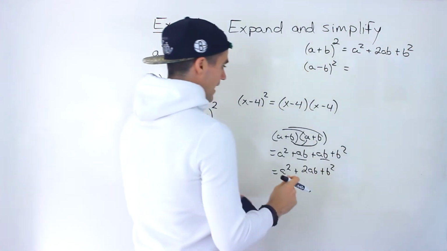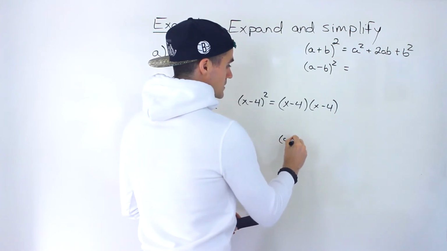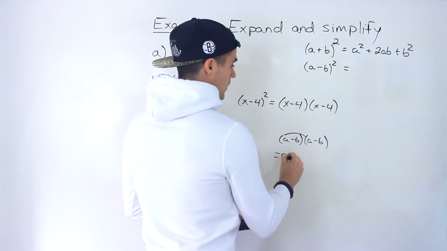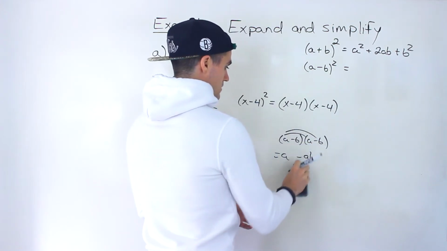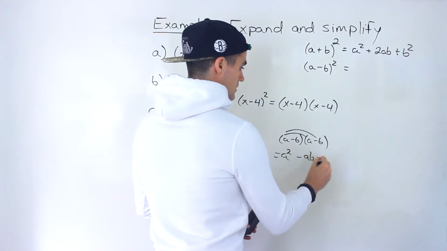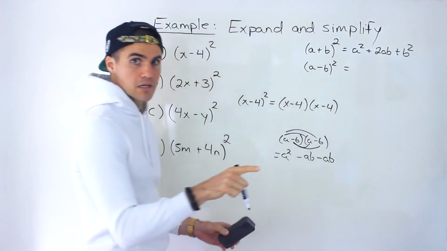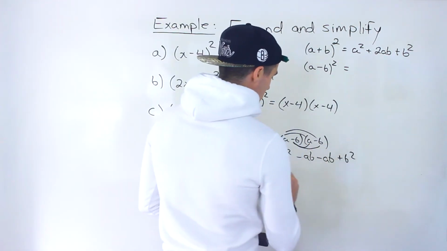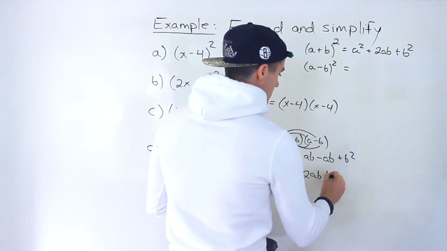So that's what this formula is going to be. And then you'll have a minus b squared. So that's going to be like a minus b times a minus b. So you'd end up with a squared minus ab. That's a big 2 right there. All right, and then minus ab again. And then negative b times negative b, the two negatives make a positive. That would be plus b squared. So this would end up being a squared minus 2ab plus b squared.